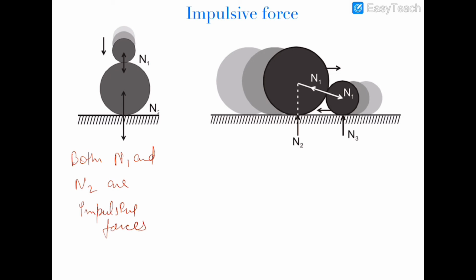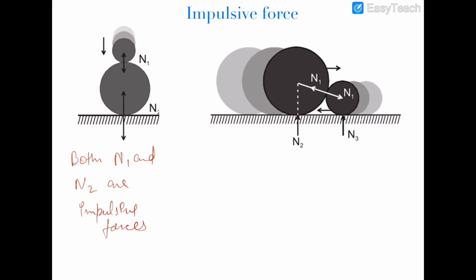But in the second case, you can see that when these balls strike each other, a greater normal reaction N1 is developed due to the impact, and this N1 adds up to the mg of the smaller ball, and due to this N1, N3 will also increase.